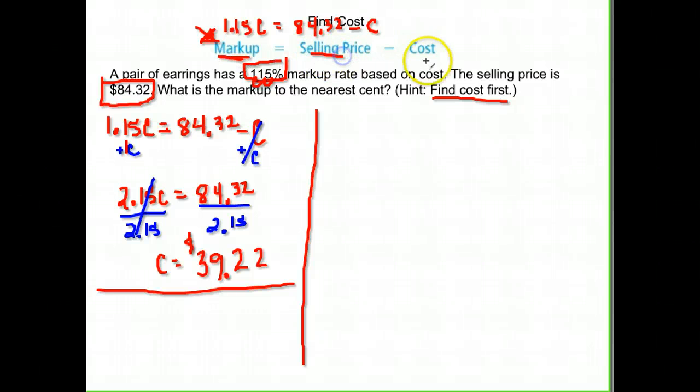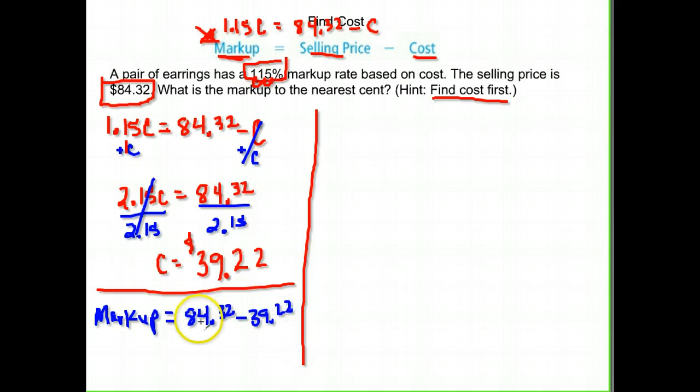Okay, now that I have the cost, I can find the markup. The markup is the selling price minus the cost. How much did they add to the price of that item? Okay, so my markup to answer my question is going to be $84.32 minus $39.22. This was the selling price, and then the cost that we found. When we do that, we get $45.10 for the markup.